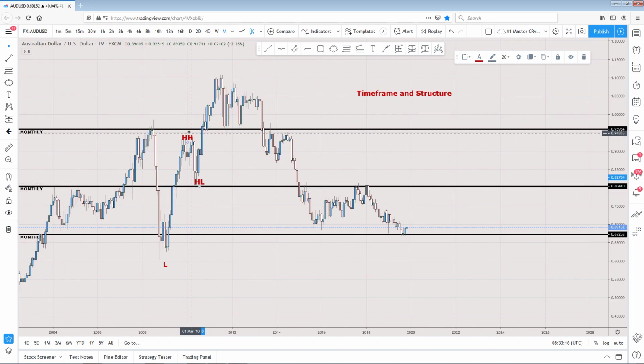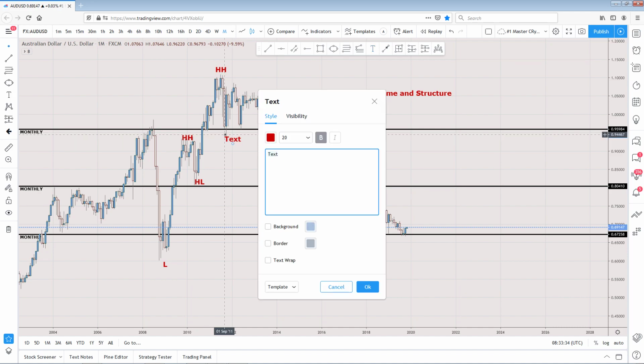So it makes sense. And then if you want, you can just click on this and press Control C on your keyboard, and then Control V, and it'll paste. If you want to copy and paste, you can do that on here too, or you can just use the text tool. And so here we can call this still a higher low.